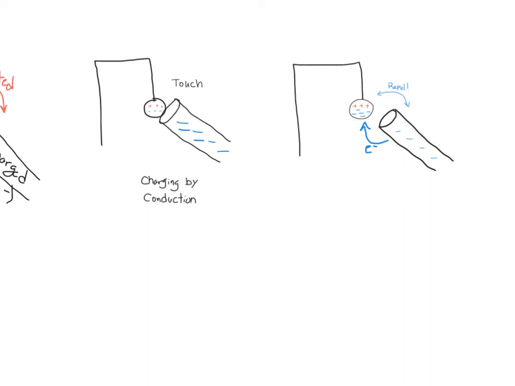So now we're left with a pith ball that's negatively charged and a rod that's negatively charged. And of course, these two objects are now going to repel. So this pith ball would swing over this way, because remember, it's dangling on a string.